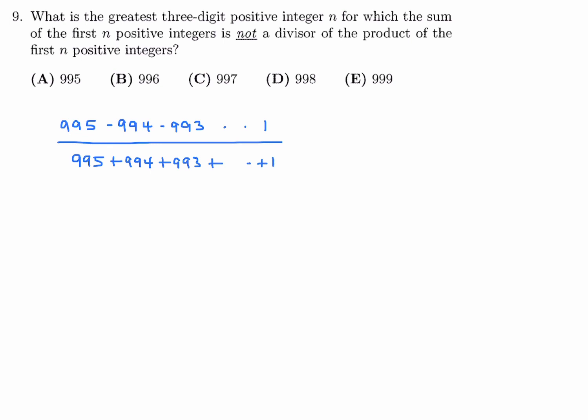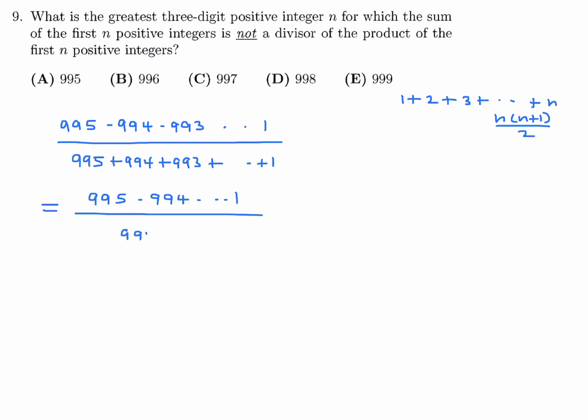Well, let's see. The top one I'll leave alone for now, 995, and so on. But then the bottom one, you can use that formula, which I'm sure you know. Sum of consecutive integers up until n is equal to n times n plus 1 over 2. So that becomes 995 times 996 over 2. So that is really just 995 times 996 divided by 2, which is 498.